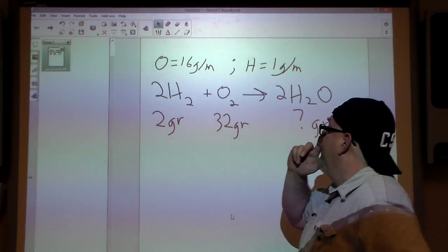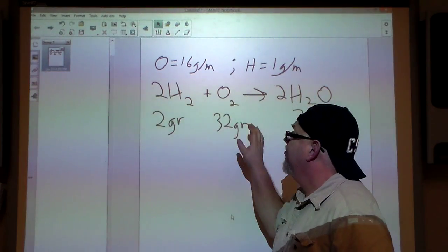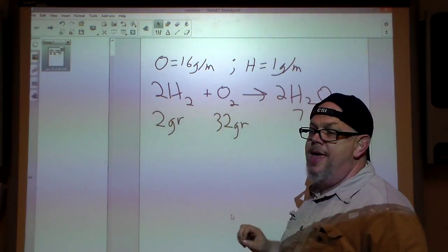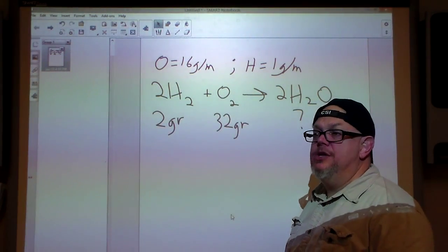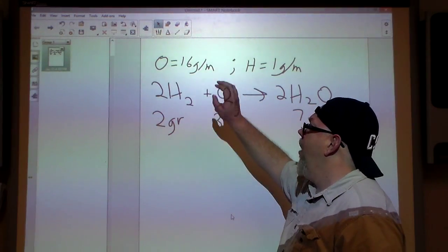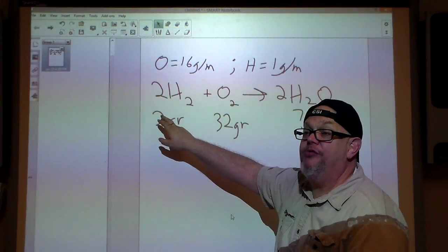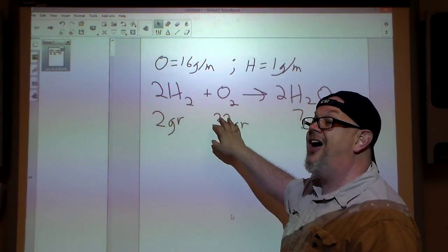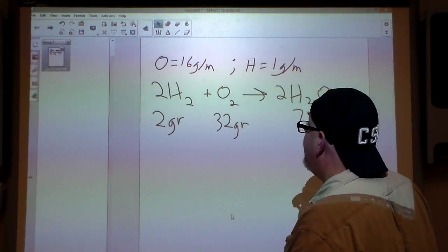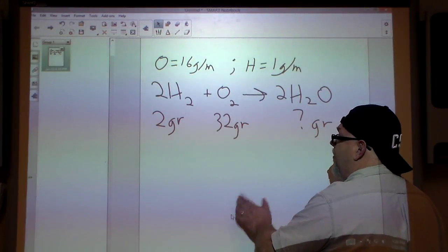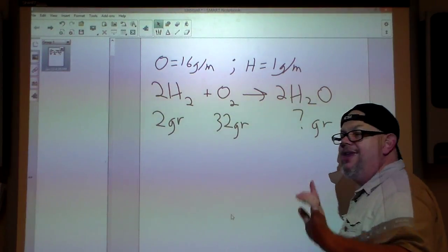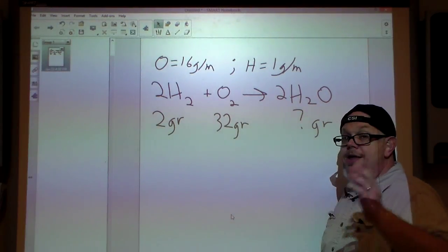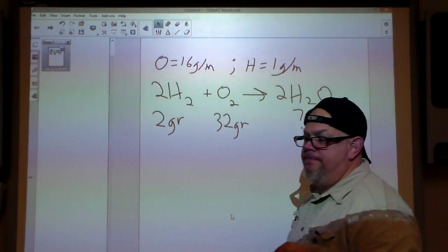Now, just by looking at this, I can't tell how much water I'm going to make. So I need to know the number of moles of hydrogen gas and the number of moles of oxygen gas, because then I can plug that in and find out how many moles of water I'm going to get, and then go from moles of water to grams of water. That's the basic big picture.